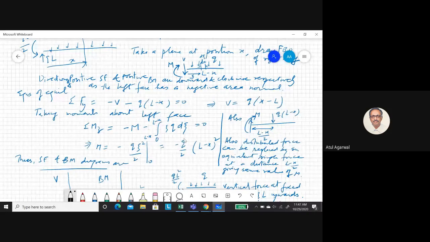Another way is you do the integration. You take a position xi from this end and take a length d xi. So what is the value of downward force here? Q into d xi.